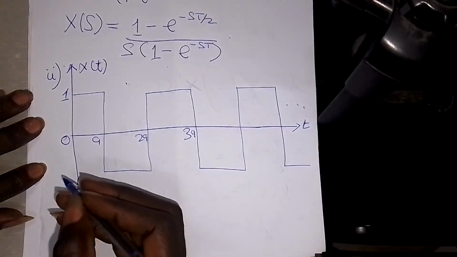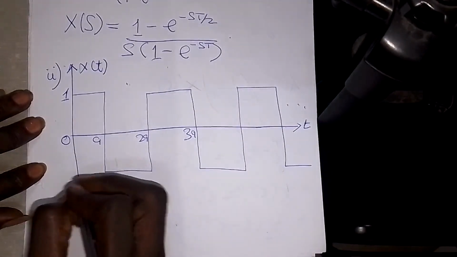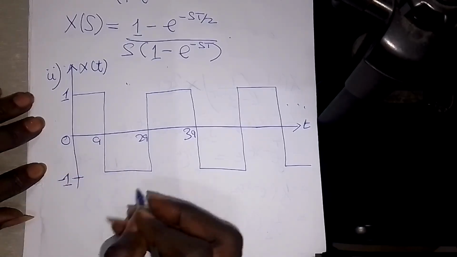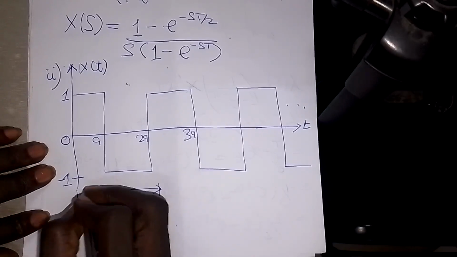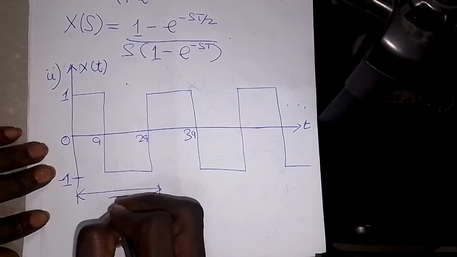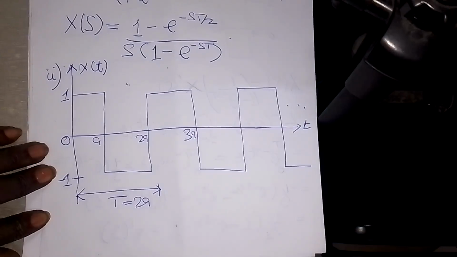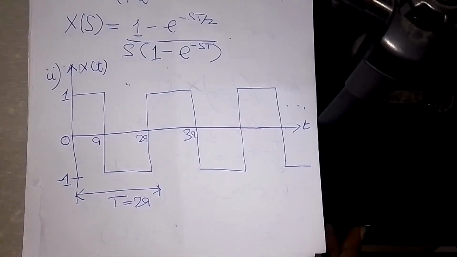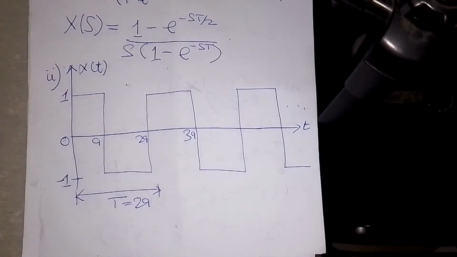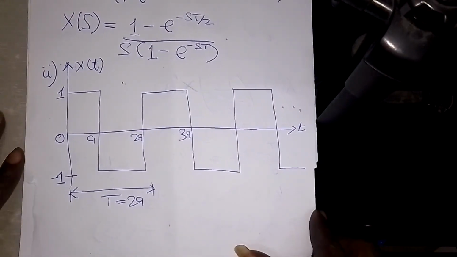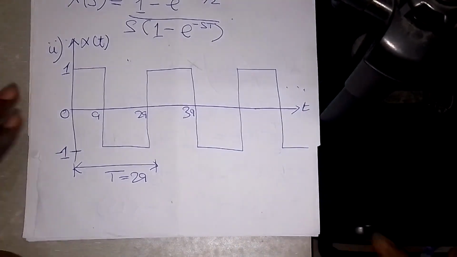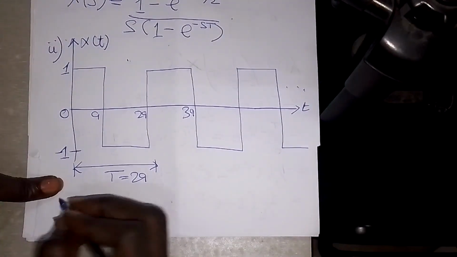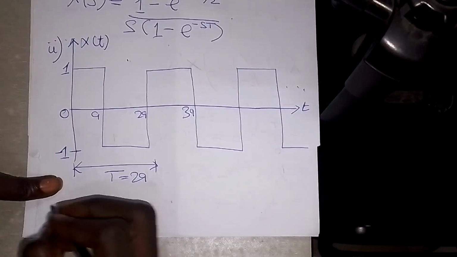So basically this is the signal, and then here is minus 1. So what is your period? Our period is this one, which is T equals 2A. So that is our period. Now, what are we supposed to do in this question? It's very simple. We are looking for the transform.